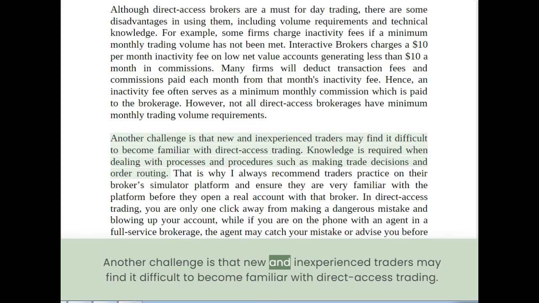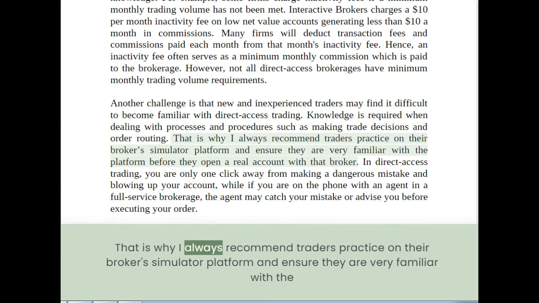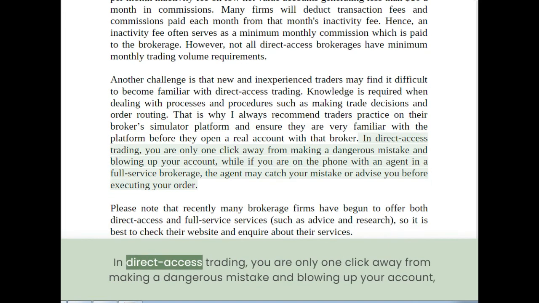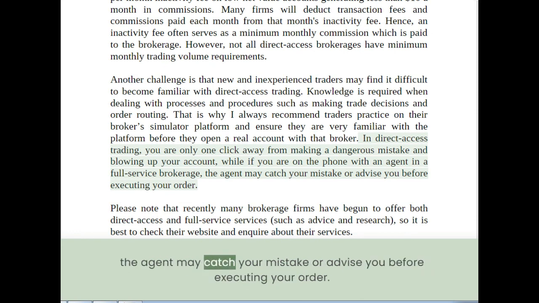Another challenge is that new and inexperienced traders may find it difficult to become familiar with direct access trading. Knowledge is required when dealing with processes and procedures such as making trade decisions and order routing. That is why I always recommend traders practice on their broker's simulator platform and ensure they are very familiar with the platform before they open a real account with that broker. In direct access trading, you are only one click away from making a dangerous mistake and blowing up your account, while if you are on the phone with an agent in a full-service brokerage, the agent may catch your mistake or advise you before executing your order.